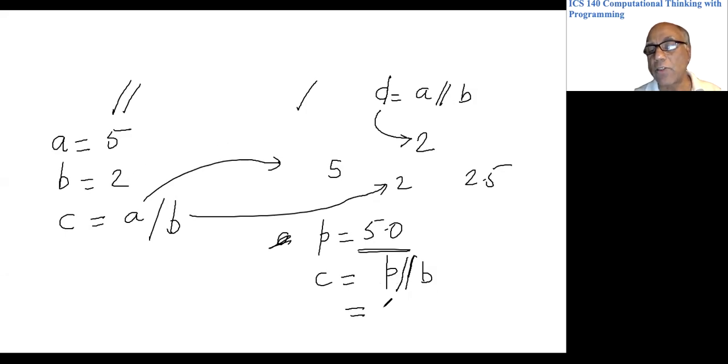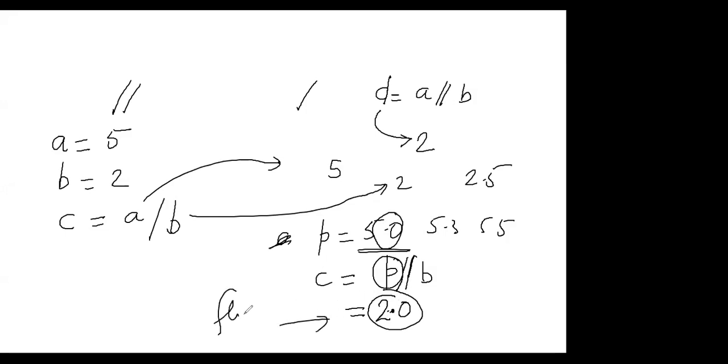Then this will actually not be the 2 as an integer, but it will be 2.0. Because this p is 5.0, it brings that decimal point over here. It doesn't really matter whether it is 5.0 or 5.3 or 5.5. It would be 2.0 no matter what, because this has a fractional part in it. So Python puts that decimal point into c. So this is a float value.